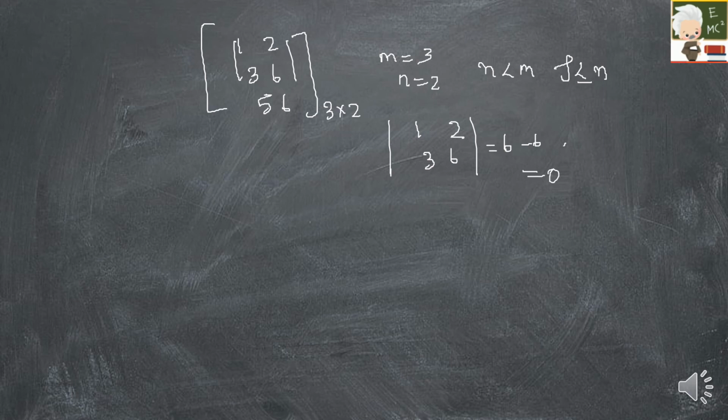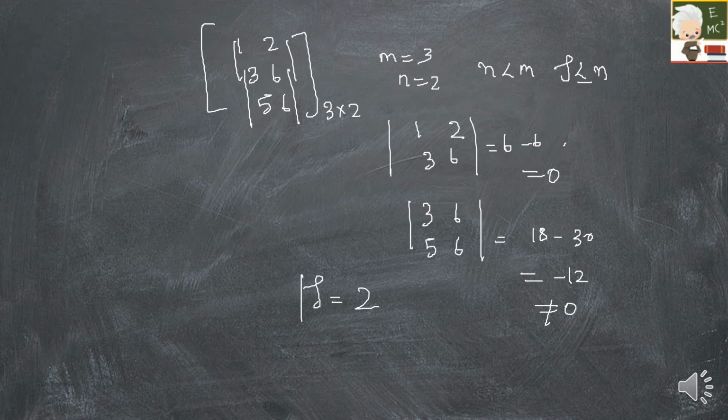Let me try for one more thing. Let me try for the other determinant. So let that be 3, 6, 5, 6. So what is the determinant? It will be 18 minus 30, which will be minus 2. Sorry, minus 12. So it is not equal to 0. So the determinant in this matrix is not equal to 0, so your rank will be equal to 2. You have to check for all the possible minors and then you have to decide. Okay, hope you got how to find the rank for a rectangular matrix.